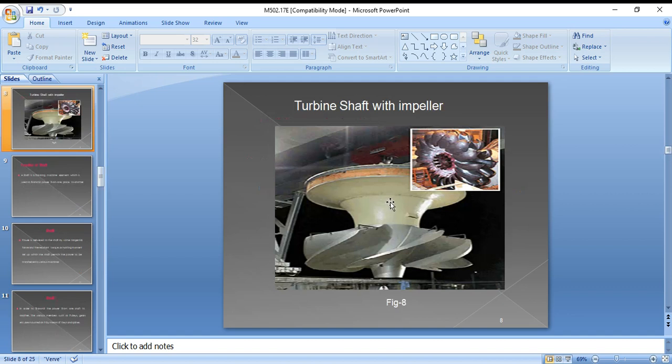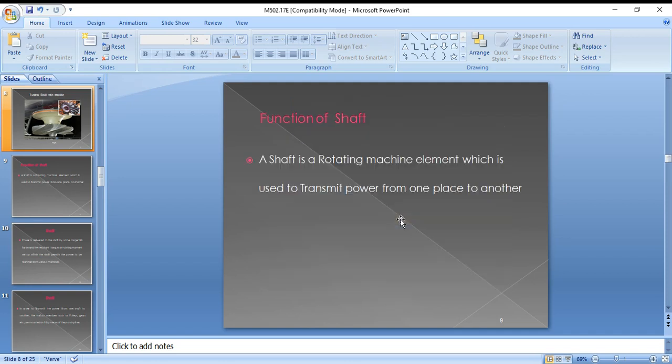These are the main applications of the shaft, where the shaft is mainly used to transmit power from one place to another place. The function of the shaft is that it is a rotating machine element which is used to transmit power from one place to another. Generally power is produced at some place, and when we need to use that power at some other place, in between these two we need to use the shaft. The shaft's purpose is to transmit power from one place to another place.